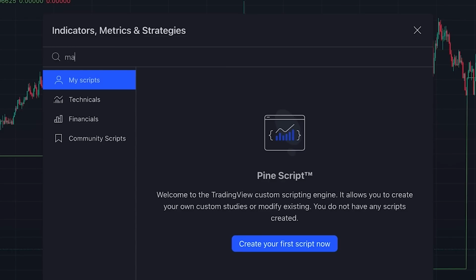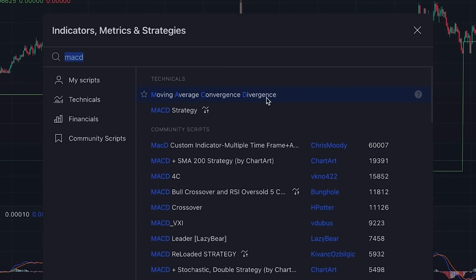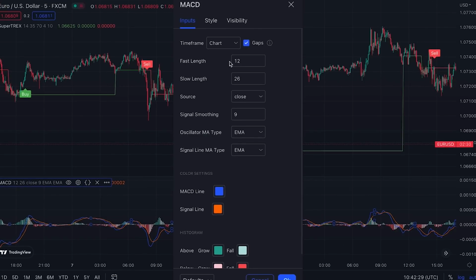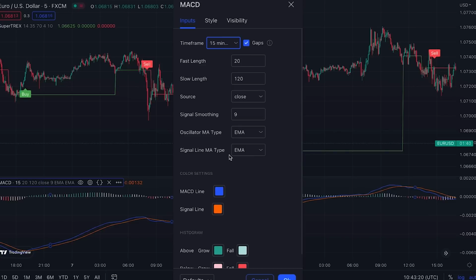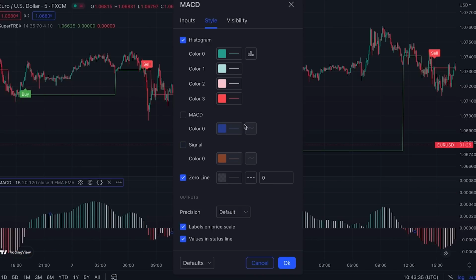The first one is MACD, moving average convergence divergence, and we must change its settings. For the fast length we set it at 20, and for the slow length at 120. For time frame we set it at 15 minutes. In this strategy we only need the histogram, so in the style tab we uncheck MACD line and signal line, and for better visuals we set the appearance to area.